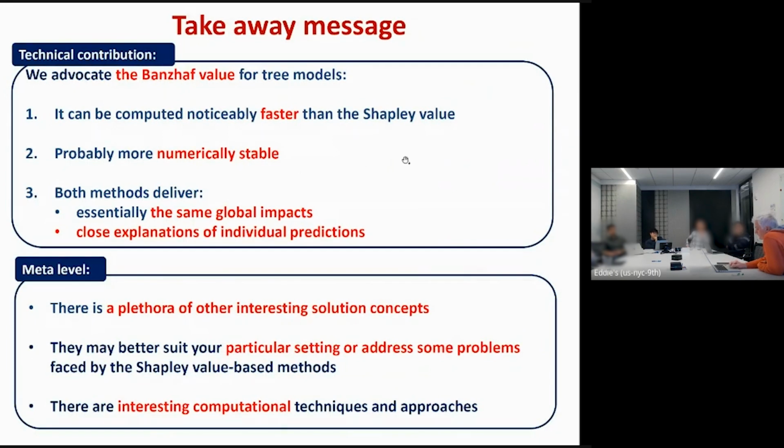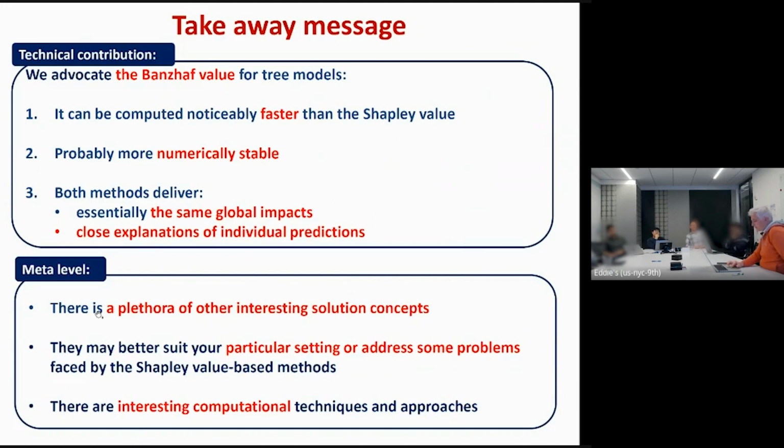So the takeaway message is, first of all, the Banzhaf value can be computed noticeably faster than the Shapley value. It is probably more numerically stable, and essentially they deliver the same global impact. For global impact there were no visible differences, and for individual predictions, when you look at each prediction for a given row, the explanations are quite close and very often almost the same.